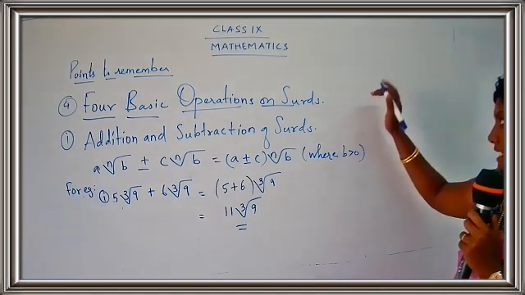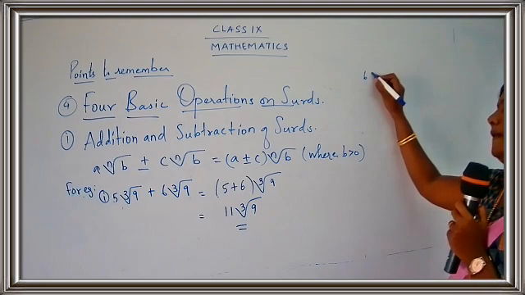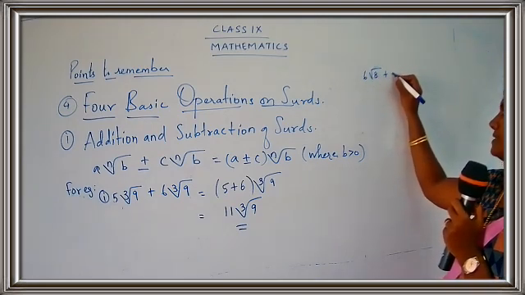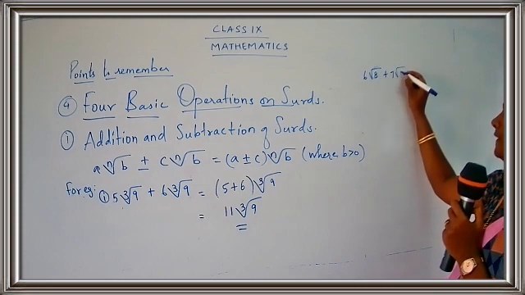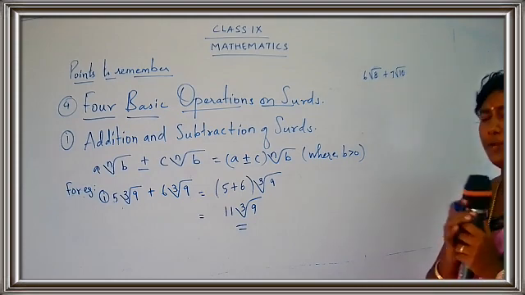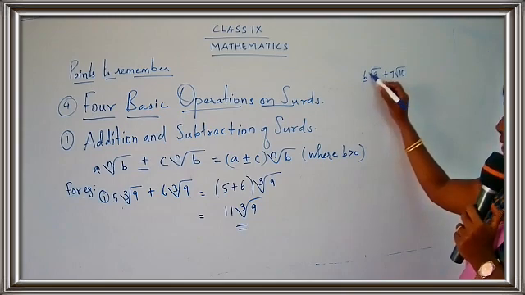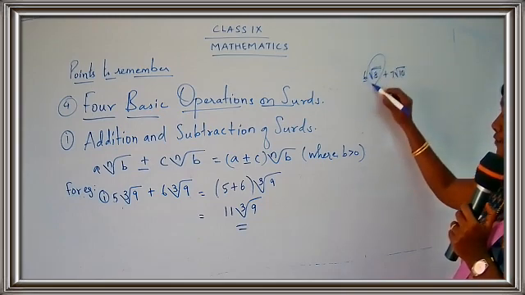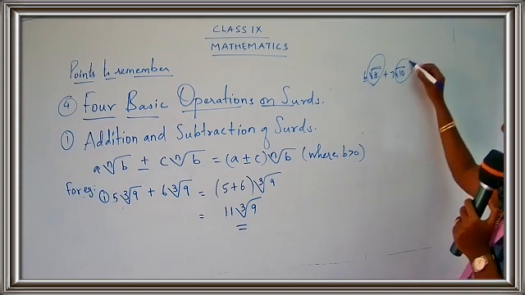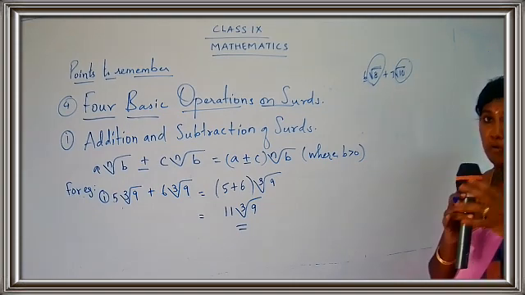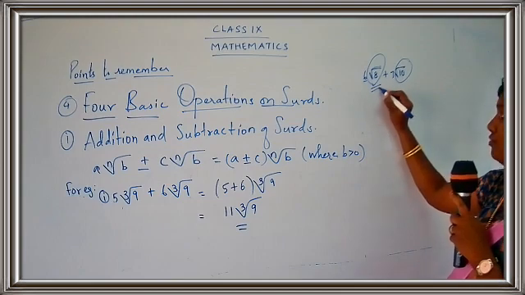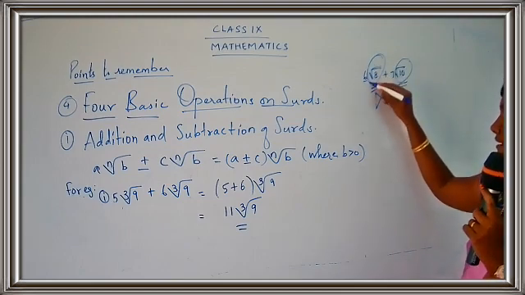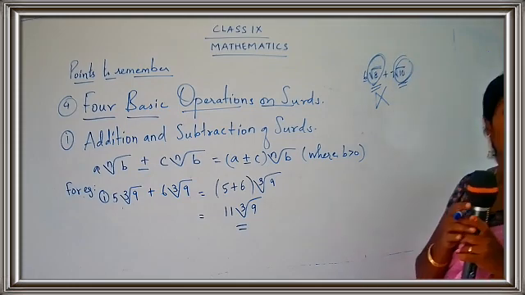Do not take down this example. If you have 6 square root of 8 plus 7 square root of 10. Now this is square root of 8 and this is square root of 10. So can I add them? No, I cannot add them because this is root 8 and this is root 10. So they are different. When the surd part is different, you cannot add.